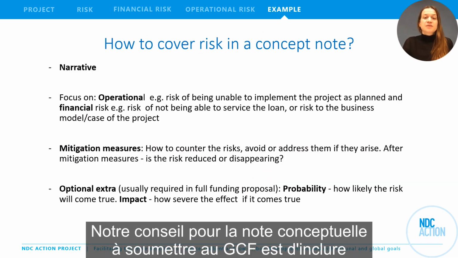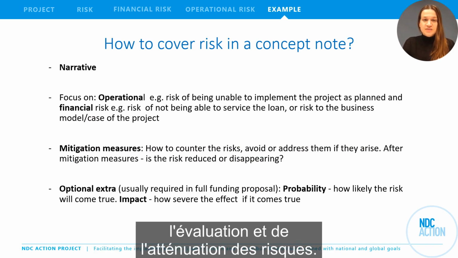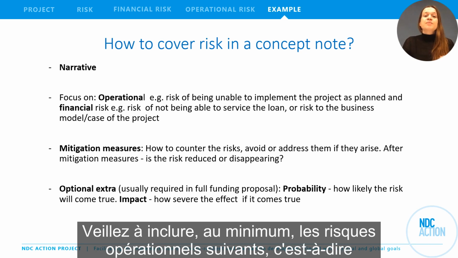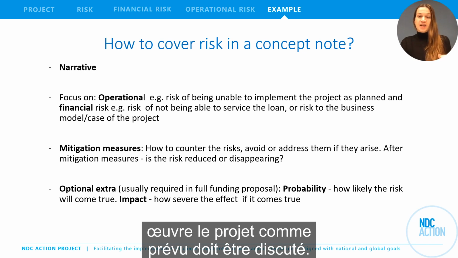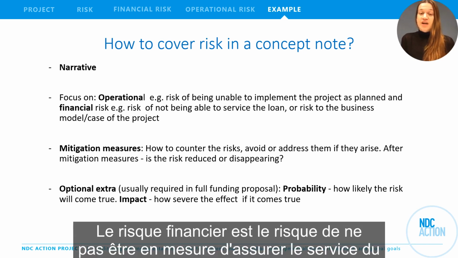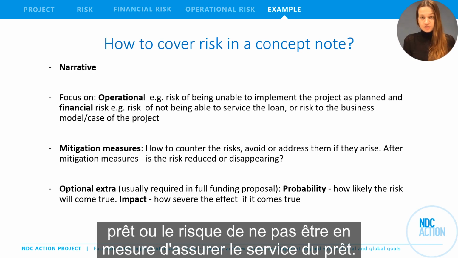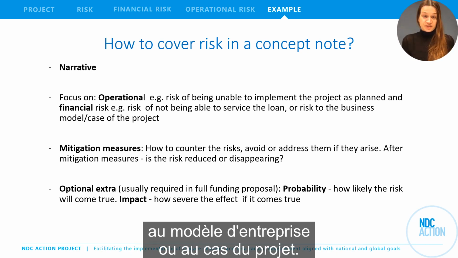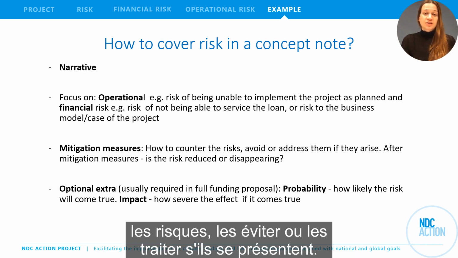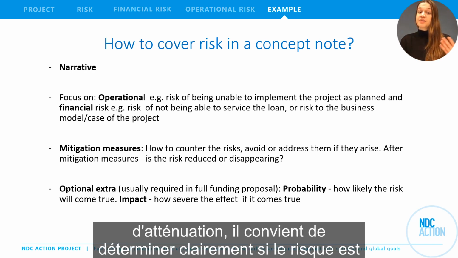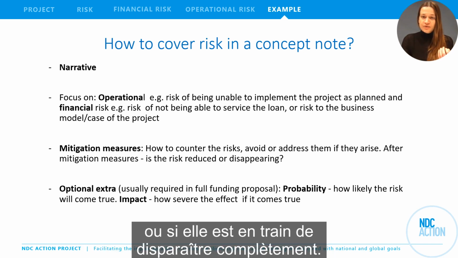Our advice for the concept note to be submitted to the GCF is to include a compelling narrative on the risk assessment and mitigation. Be sure to include at minimum the following: operational risk, that is the risk of being unable to implement the project as planned, must be discussed. Financial risk consists in the risk of not being able to service the loan or the risk to the business model or case of the project. Mitigation measures: how to counter the risks, avoid or address them if they arise. After implementing the mitigation measures, be clear whether the risk is merely reduced or whether it is fully disappearing.